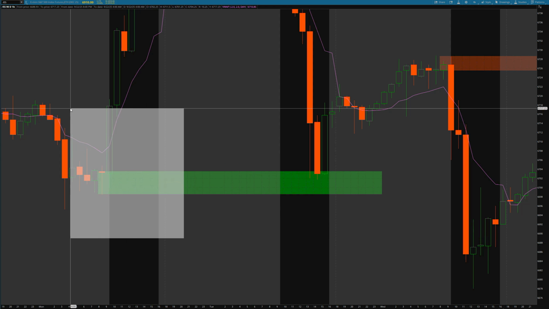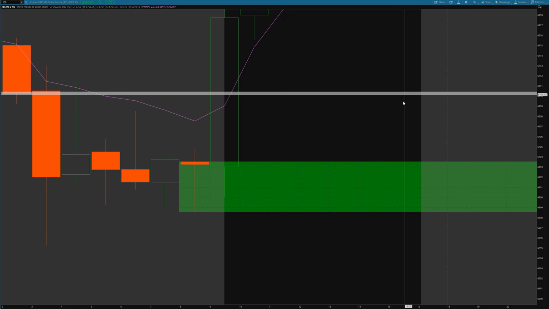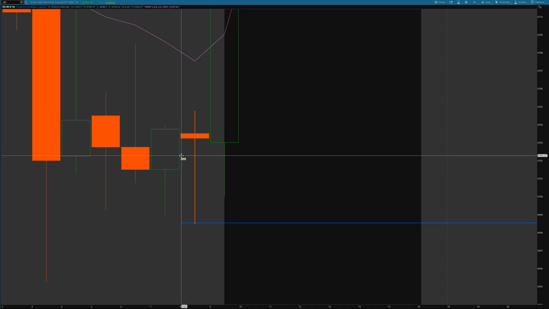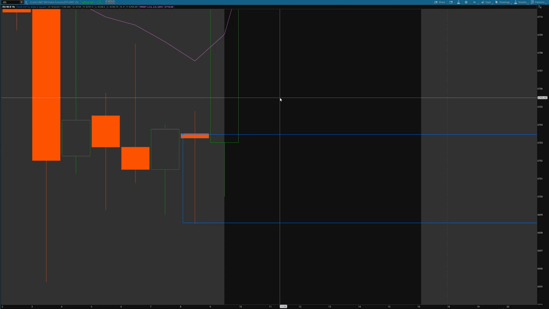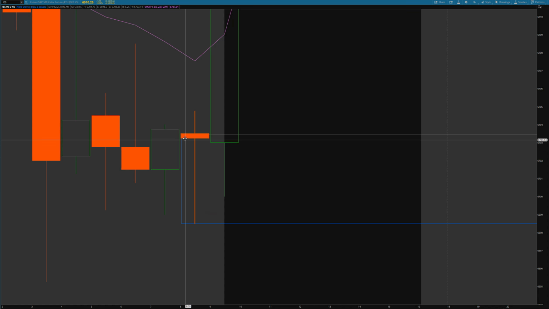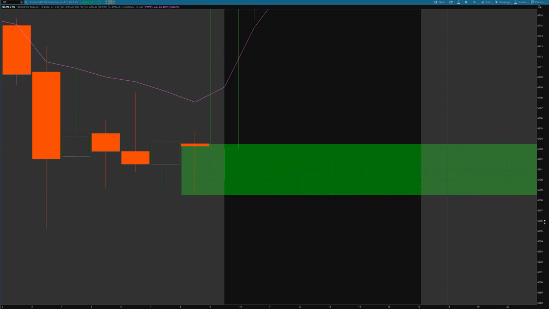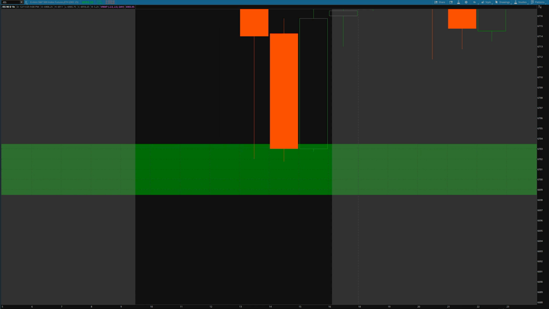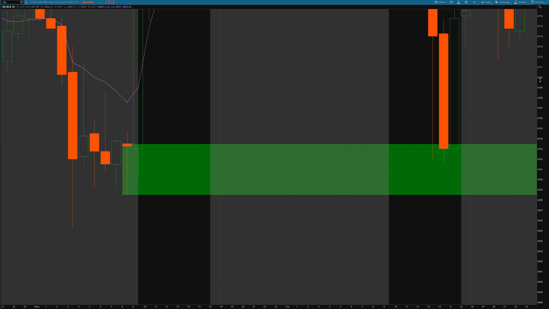When it comes to actually drawing them though, for demand, the conventional method is to get a rectangle and make it green. That's what I do, so that's what you guys will be seeing here. Go ahead and get a green rectangle and draw the top of it at the open of the red basing candle, and then draw the bottom of it at the bottom of that red basing candle. So this is going to constitute your demand structure within the market, and we can look for pullbacks into this region to potentially hold, to take the market long.